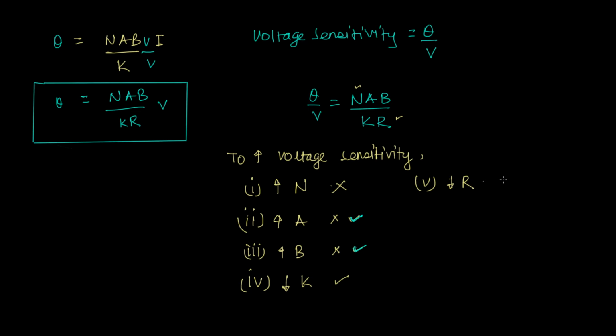One of the ways of reducing R is to increase the cross-sectional area of the wire. Now if I increase the cross-sectional area of the wire, the resistance goes down, right? And if resistance goes down, the voltage sensitivity goes up, right?